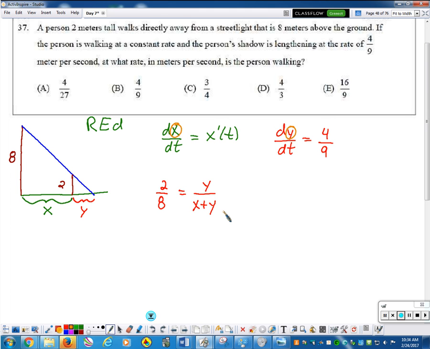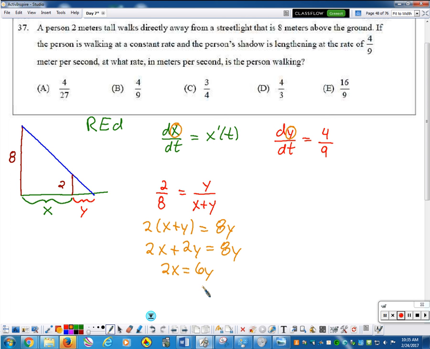Can you multiply both sides by x plus y? You get this. 2 times x plus y is equal to 8 times y. I'm going to distribute now as well. Why are you wanting to do that? Because before I take the derivative, it would help to make taking the derivative as easy as possible. It's just going to make taking the derivative a lot easier.